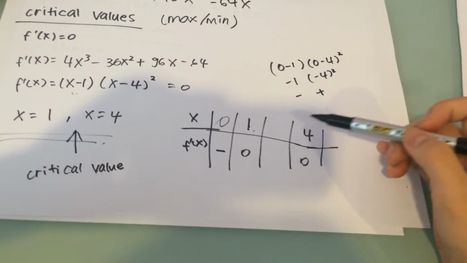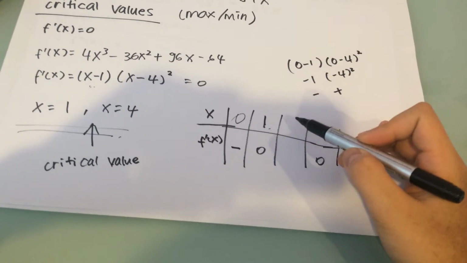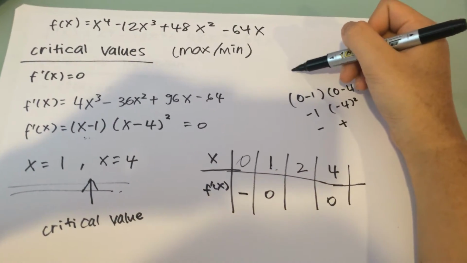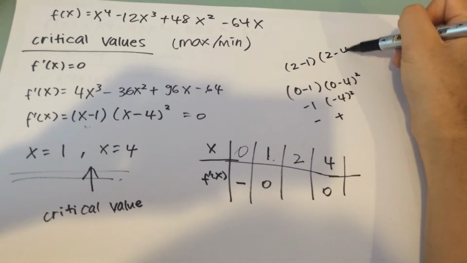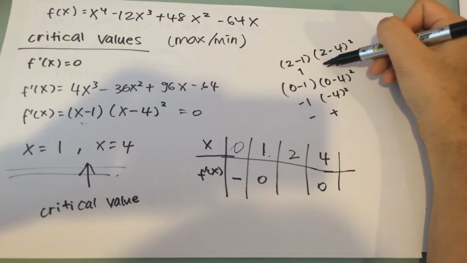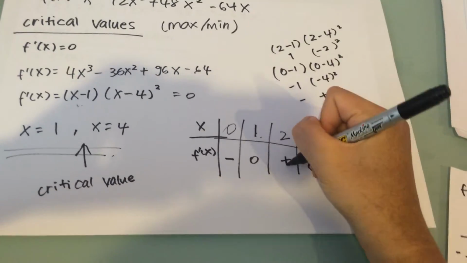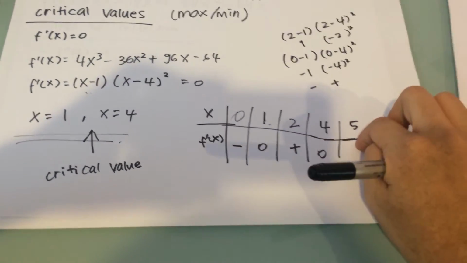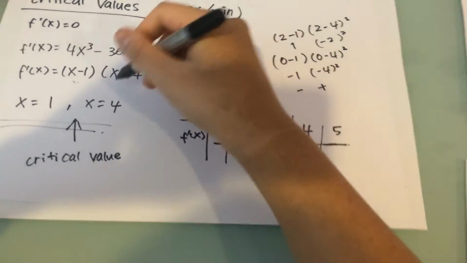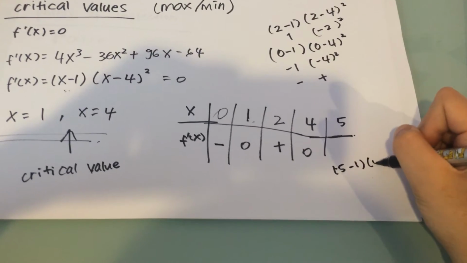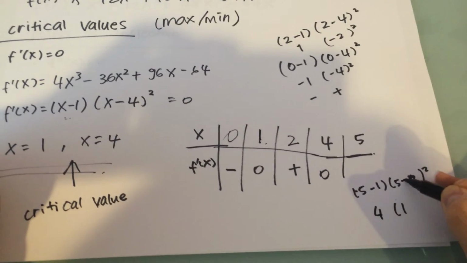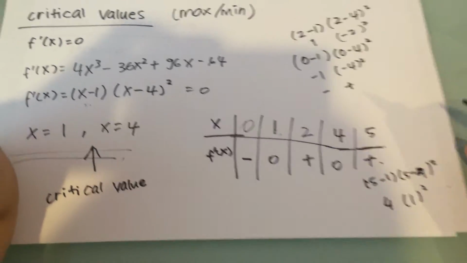And then for the value between 1 and 4, we just choose 2. We plug in 2 minus 1, which is 1, and then 2 minus 4 squared, which is negative 2 squared. Because it's squared, it will be positive. So here it is positive. Then we choose 5 because 5 is greater than 4. Plug in 5: 5 minus 1 is 4, and 5 minus 4 squared is 1 squared. Positive, positive, so this will be positive.